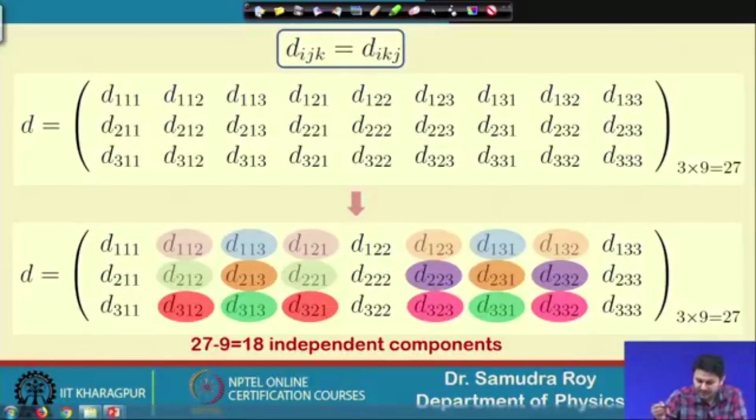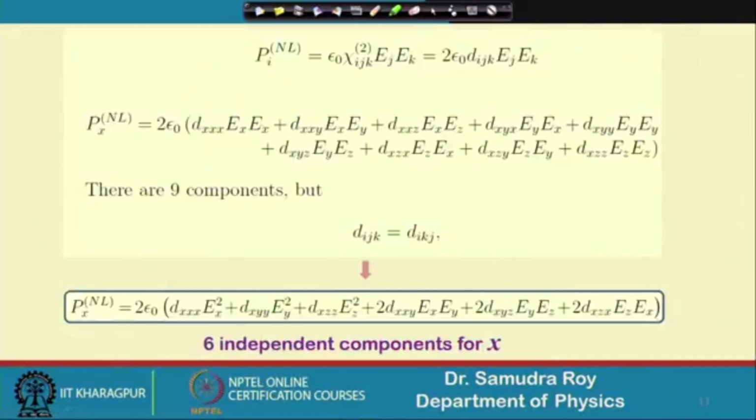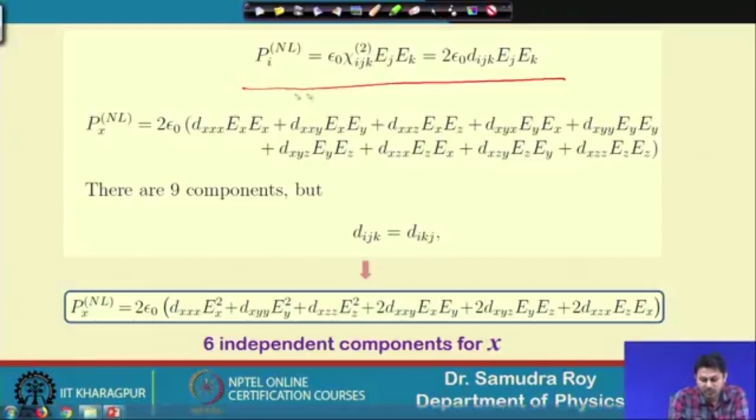Once we have reduced using this permutation symmetry, the next thing is to rewrite the D matrix in a more compact way. Before writing this D matrix in a more compact way, we need to find what the value of Px should be. This is the same thing we are writing. So, Px is epsilon 0 times the sum over ijk, and now if I want to find the xth component, I should write dxx, dxy, dxz, also dxyx, dyy, and so on, where dx is the same for all the cases.